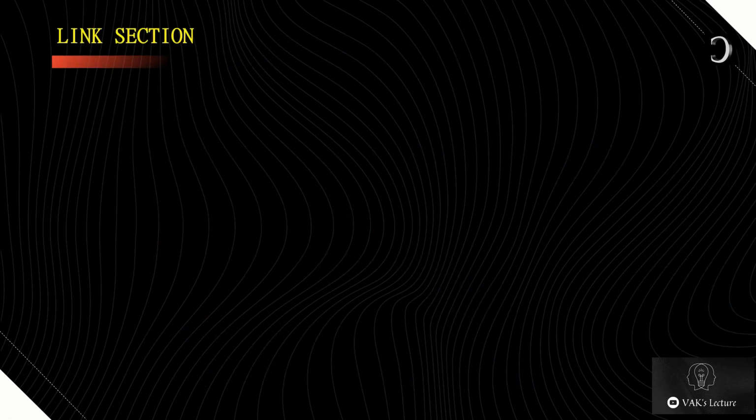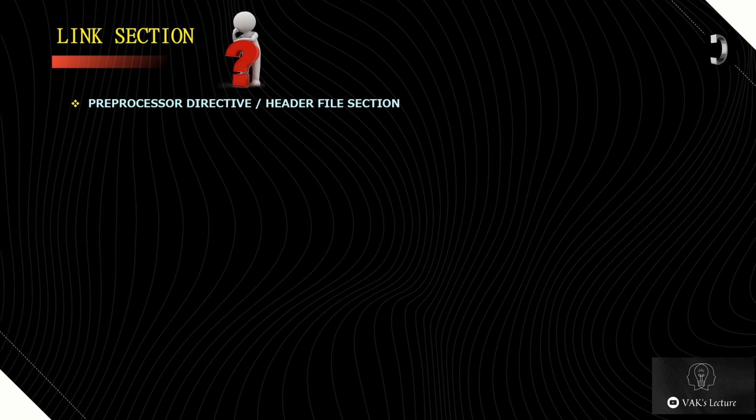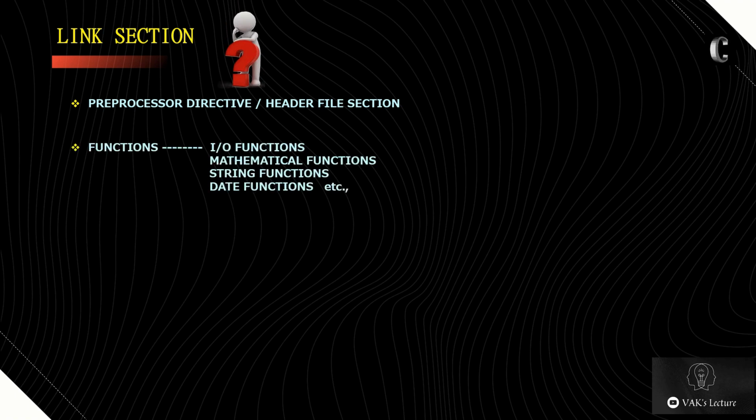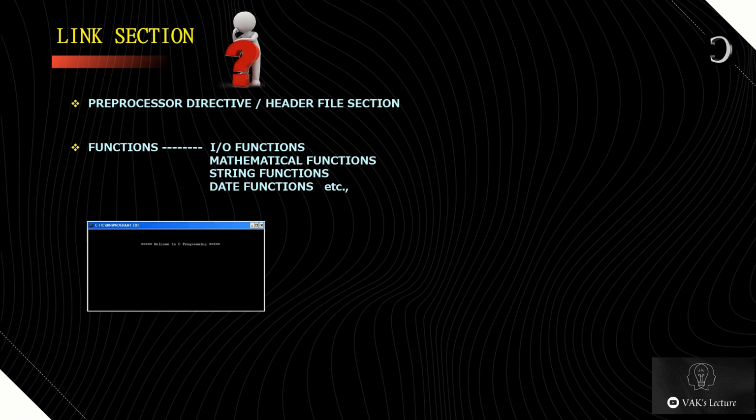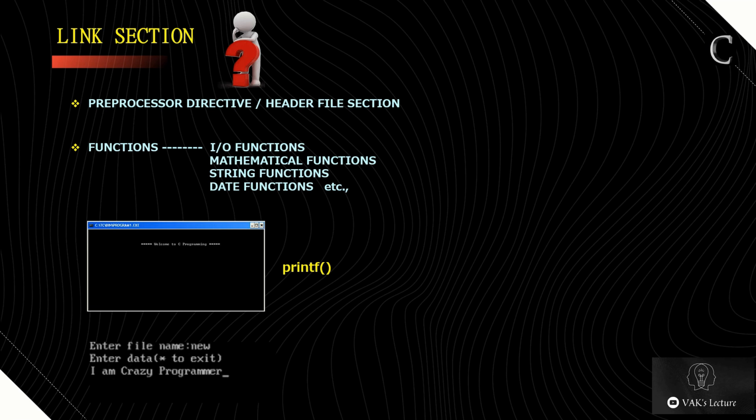Now the link section. Link section is also called the preprocessor directive or header file section. What does this link section contain? Suppose we are writing a C program, then we have to use some functions like IO functions, mathematical functions, string functions, etc. Suppose if you want to print a message on the screen, then we have to use the printf built-in function. Similarly, if you want to read any value from the keyboard, then we have to use the scanf function. These are called built-in functions. Not only these two, we have some more built-in functions also.